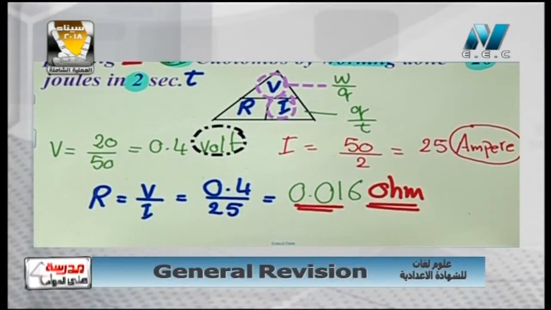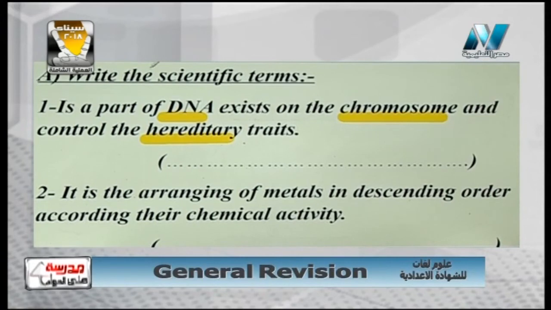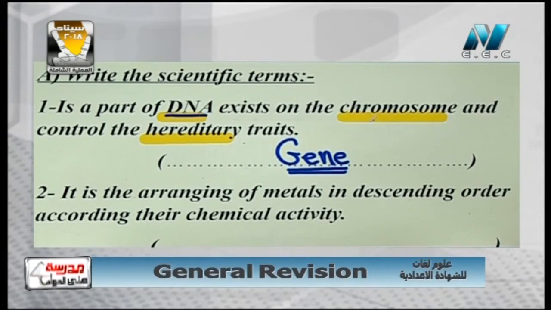Okay, next type of questions, as we see here. It says: write the scientific term. It is a part of DNA that exists on the chromosome and controls the hereditary traits. Of course we know it is gene. Gene is a part of DNA and controls the hereditary traits. It is what controls the hereditary trait, and it is a part of DNA that exists on the chromosome.